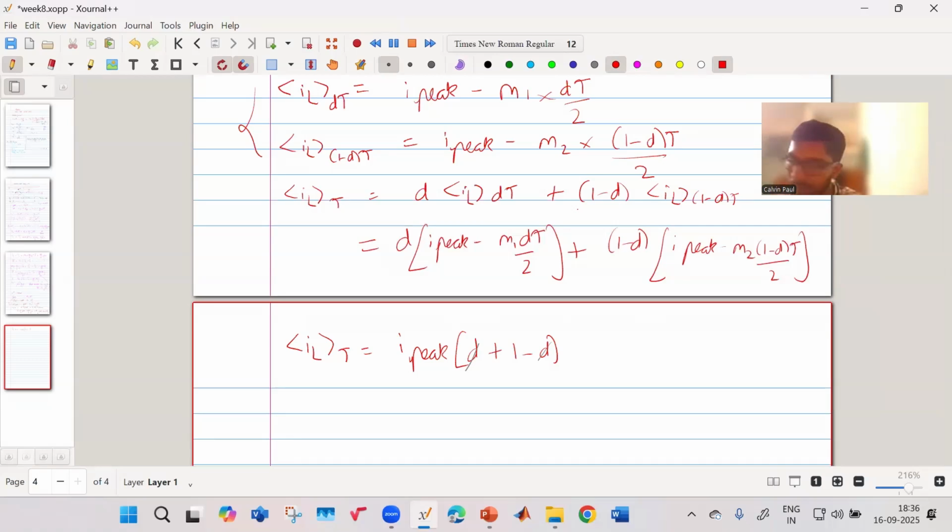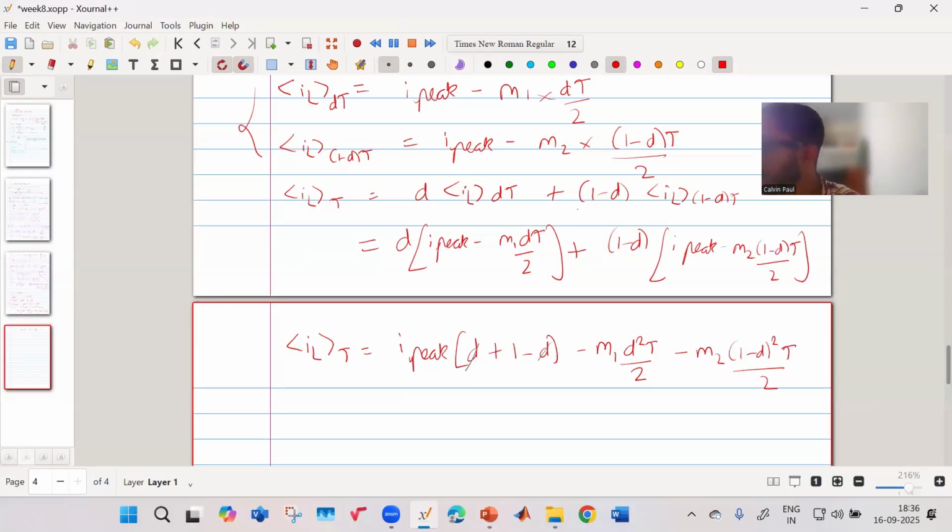M1 into d square t by 2. Then minus M2 into 1 minus d square t by 2. This is minus m2 into 1 minus d square t by 2. We have got our average IL of t.